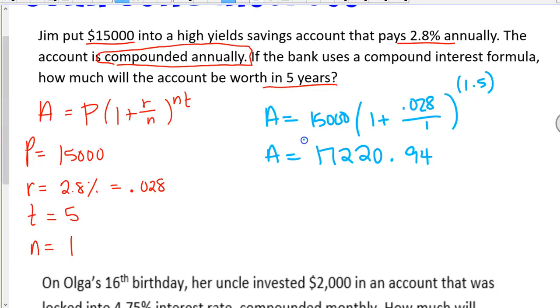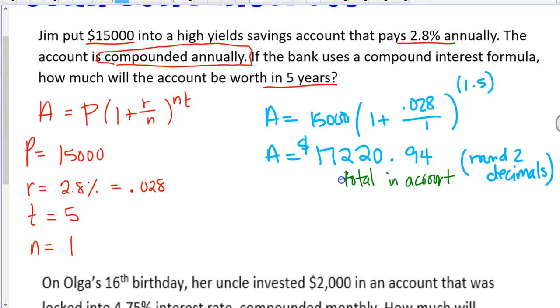17,220.94. Since we are dealing with money, remember you want to round to 2 decimals. Okay. Now, again, this is the total amount. This is the total in the account. Sorry, it's kind of sloppy. Total in the account after 5 years.